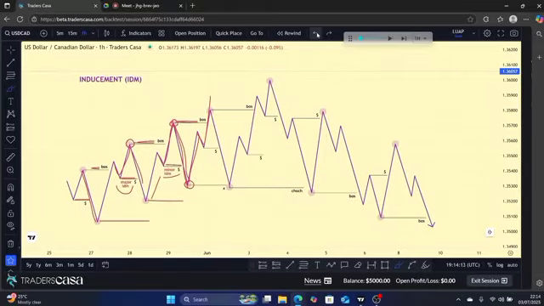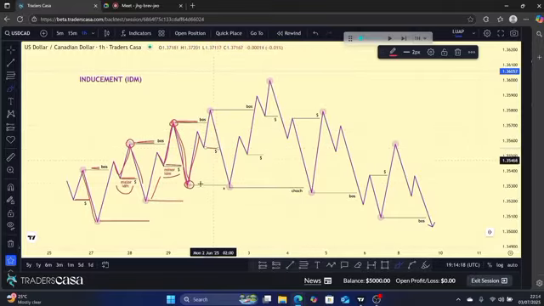So in this case, price took out the minor inducement and in addition it took out the major inducement. So price was not satisfied with the minor inducement and ended up going further for the major inducement. Why major inducement? I said if in a trading range there is only a minor inducement, then the external liquidity is what we will be calling the major inducement, or the external liquidity is actually the major inducement.